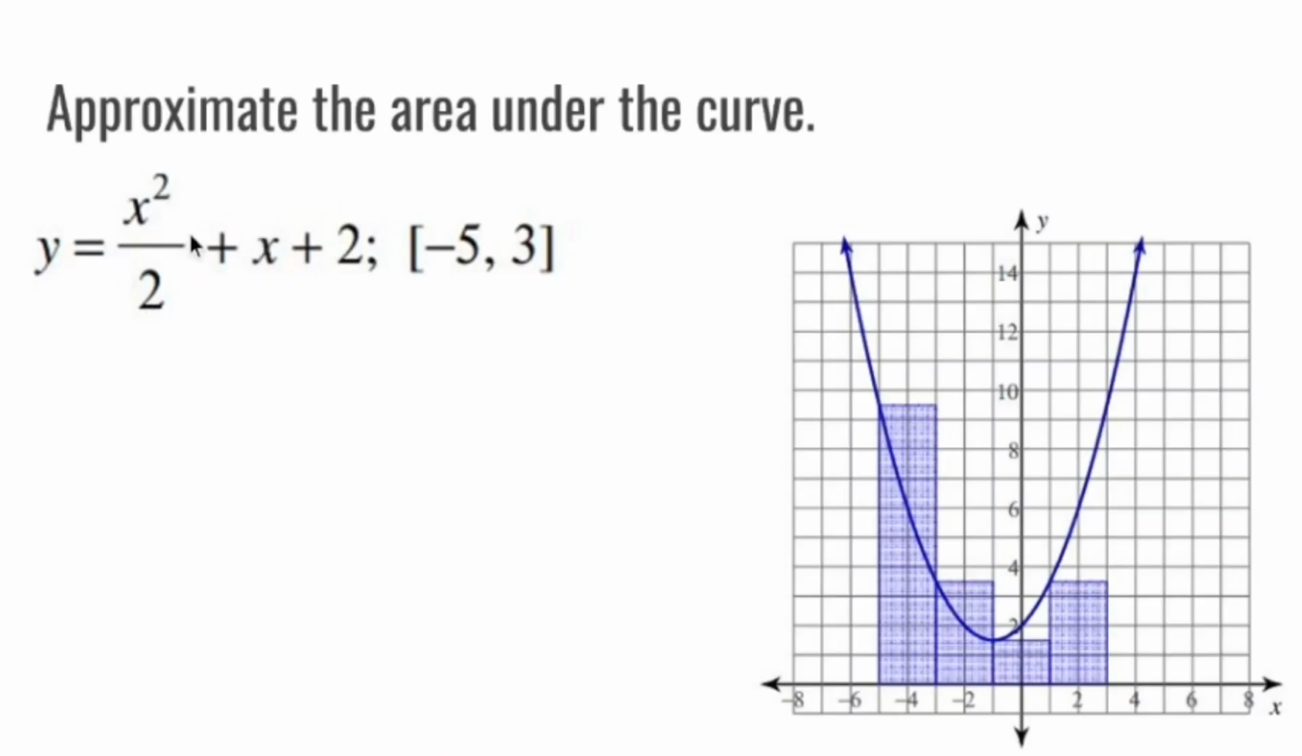Approximate the area under the curve. What I'm being asked to do is, I'm given a function here on an interval of -5 to 3. I'm going to be as approximate as humanly possible. Let's see how many boxes I have. 1, 2, 3, 4, 5, 6, 7, 8, 9, 10, 11, 12, 13, 14, 15, 16, 17, 18, 19, 20, 21, 22, 23, 24, 25, 26, 27, 28, 29, 30, 31, 32.